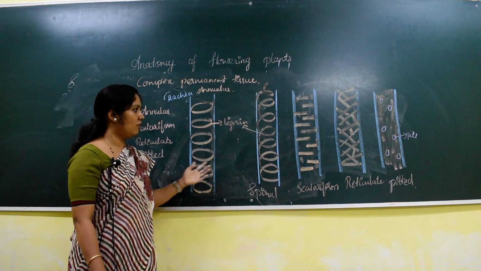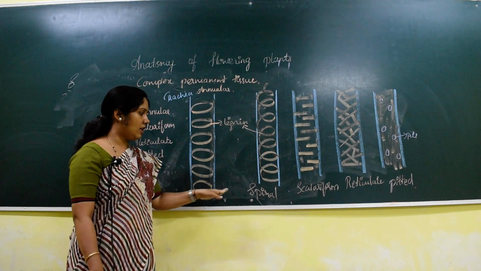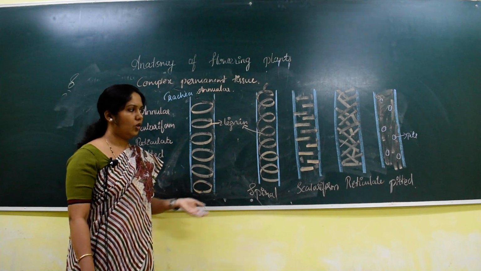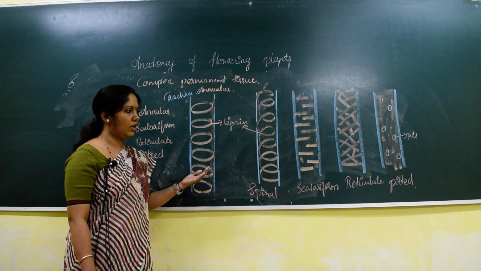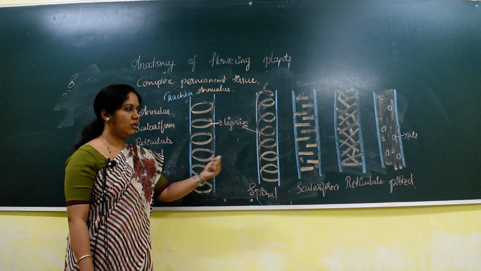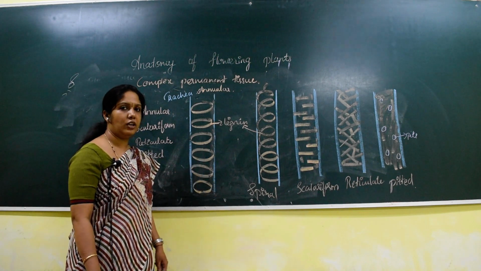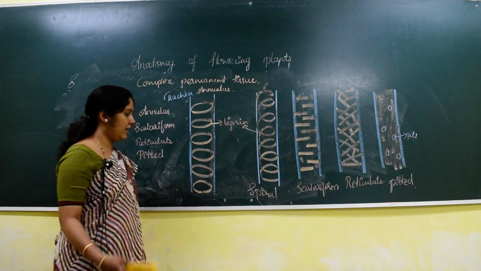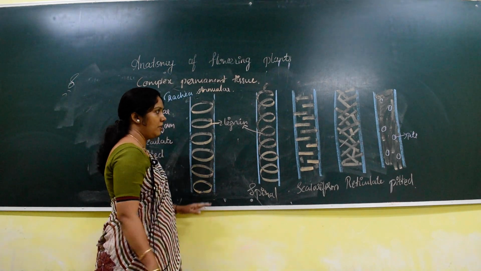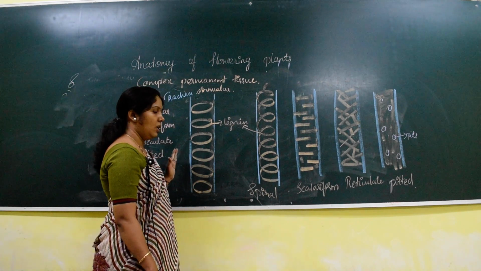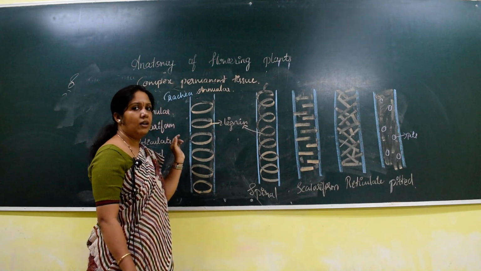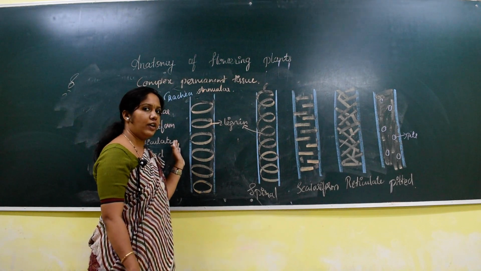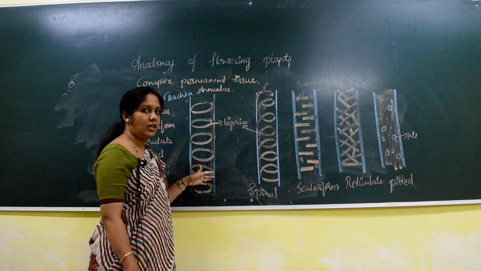Based on the deposition of lignin, it is classified into 5 types. The annular and spiral are mainly seen in protoxylem, whereas in metaxylem, when the plant grows to secondary growth, the xylem will be converted into either scalariform, reticulate, or pitted. So this is about the tracheary elements, that is tracheids and trachea. What is the main difference between tracheid and trachea? In the tracheids, the cells have tapering ends, whereas here they exhibit blunt ends. Tracheids are seen in pteridophytes and gymnosperms, whereas trachea are seen in angiosperms.